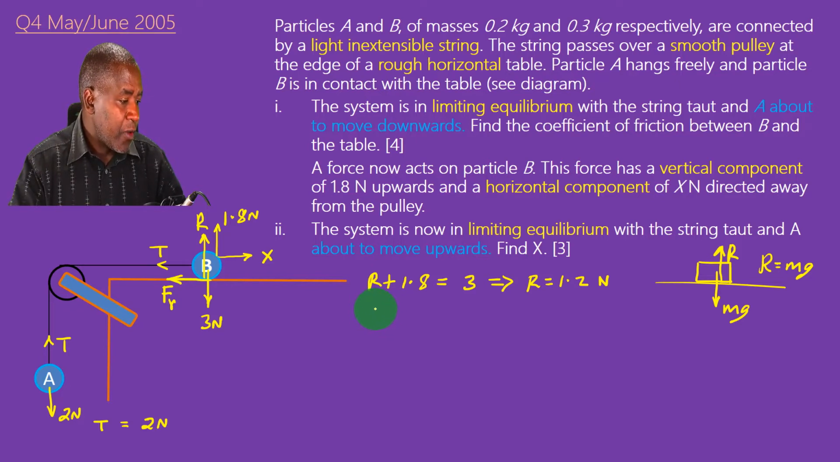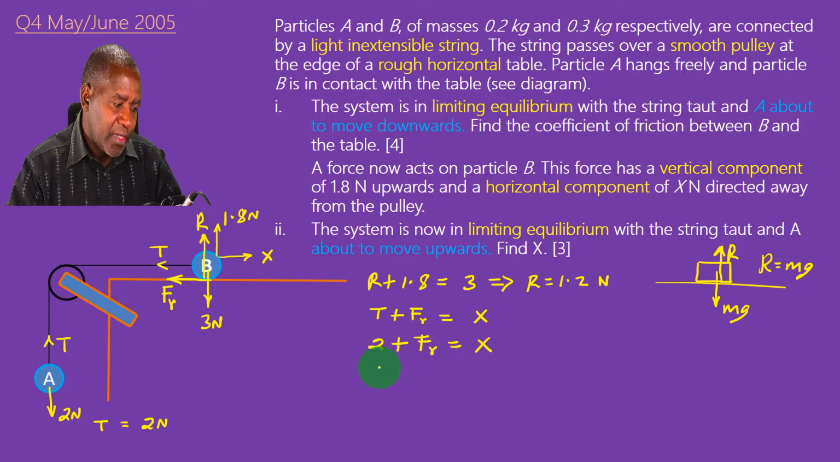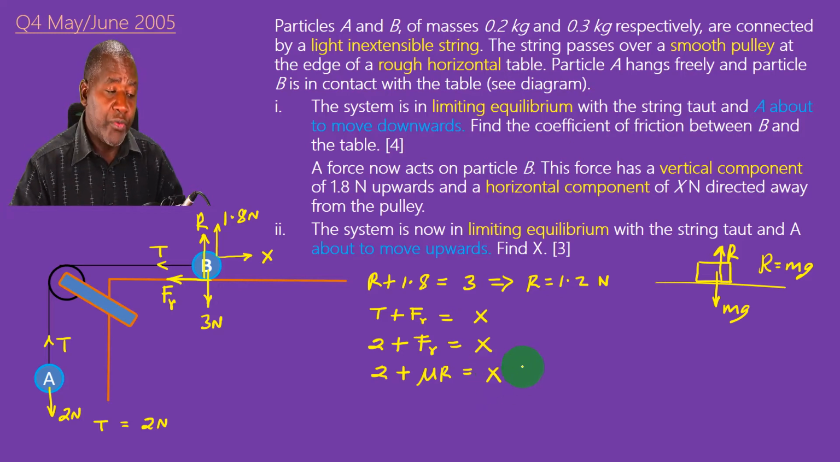Next, forces to the left is T plus friction is equal to X. How much is T? It's 2. How much is friction? We do not know that, but we can work it out. This one is going to be equal to mu R because we know the value of R and we know the value of mu.